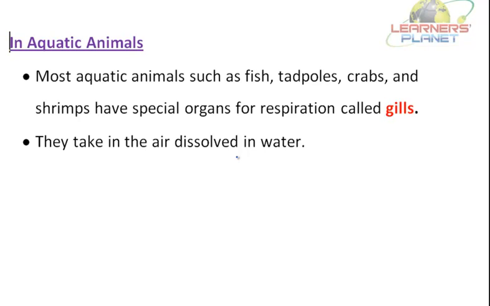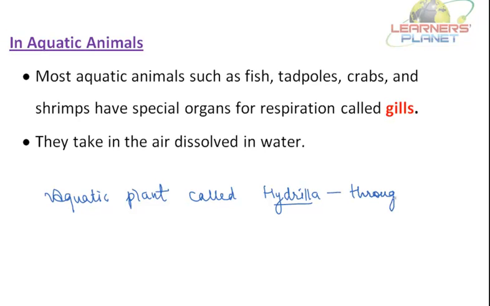Now other than animals, there are aquatic plants too, such as hydrilla. There is an aquatic plant called hydrilla. Now this is an aquatic plant which also takes in air dissolved in water through tiny pores called stomata. So in this way, air supports life in aquatic animals.